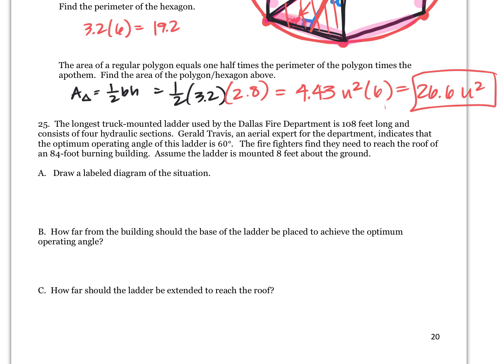So it says, draw a diagram real fast. The firefighters need to reach the roof of an 84-foot burning building. So the building is 84 feet tall. The optimal angle is 60 degrees. So I'd say that this is 60 degrees down here.